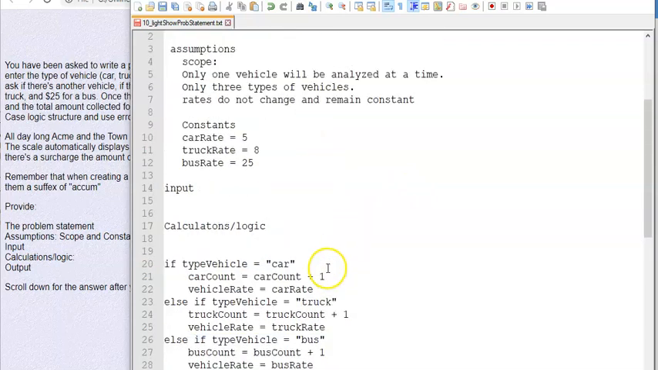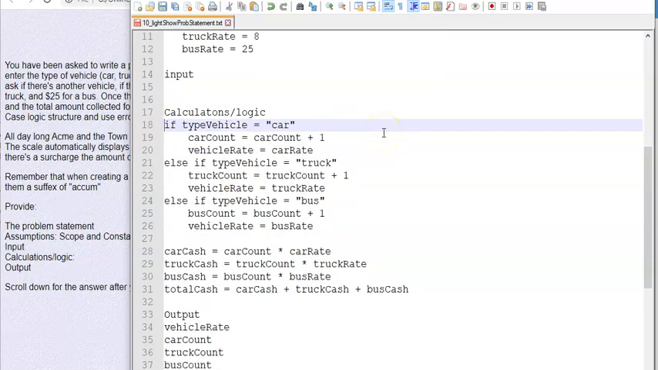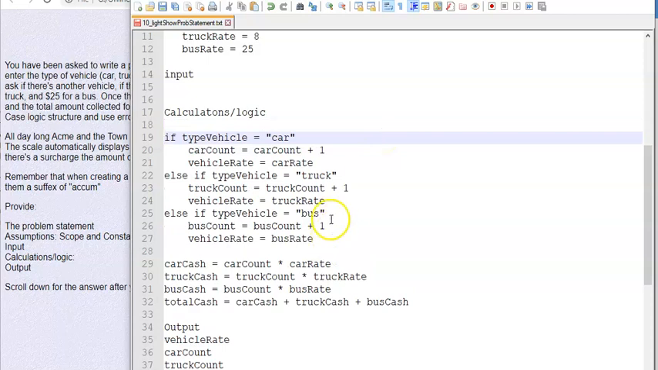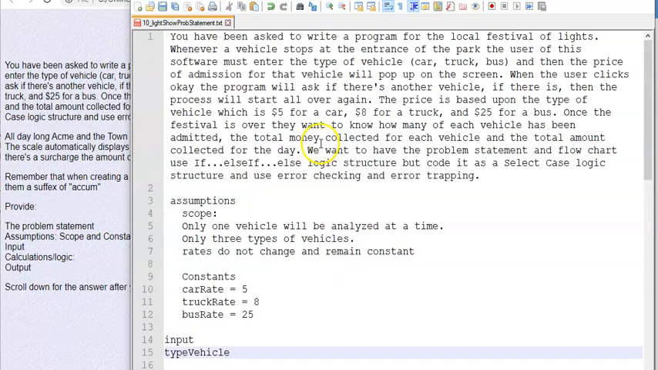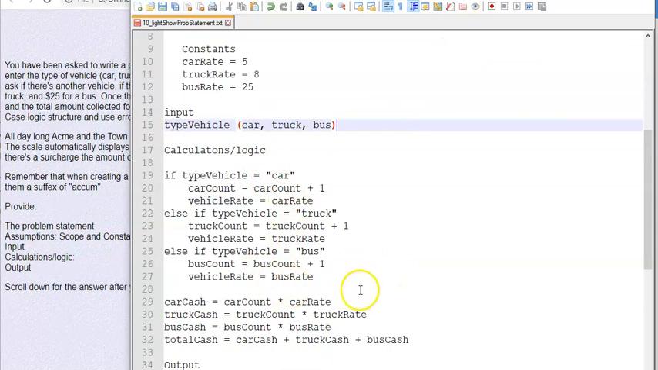Now, the problem is this is a problem statement, so we're not going to do things exactly in the order in which they happen. All we're going to do is be able to talk to our user to figure out how everything is going to work. So the last thing I need is vehicle type. It's got to be input, and car, truck, or bus is the options. And you can see that we use those right here. Our problem statement is now done.